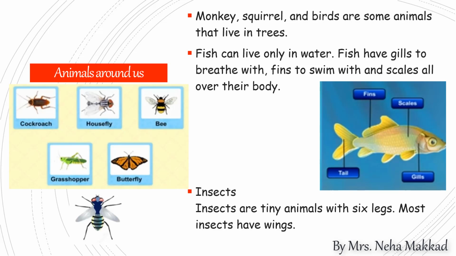And insects are tiny animals with 6 legs and they have wings also which help them to fly and legs help them to move. The examples, as you can see children, cockroach which we find in the kitchen and bathroom, houseflies which sit on our food, bees like honeybees which gather the honey, grasshopper sits on grass and it is a green colored creature. Butterflies are beautiful and they sit over the flowers.